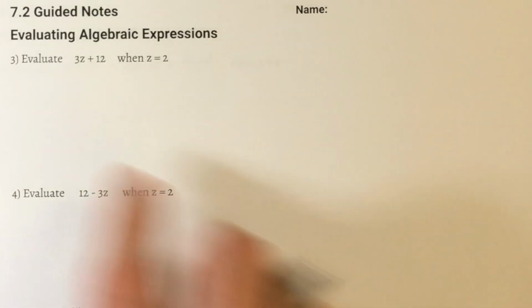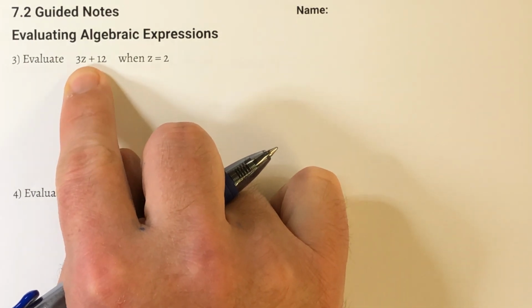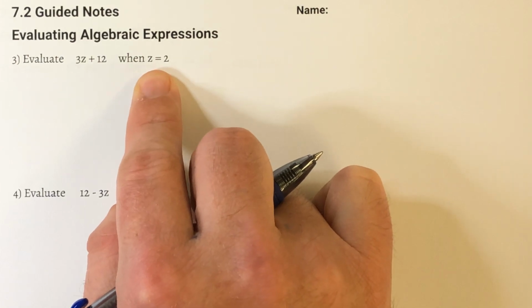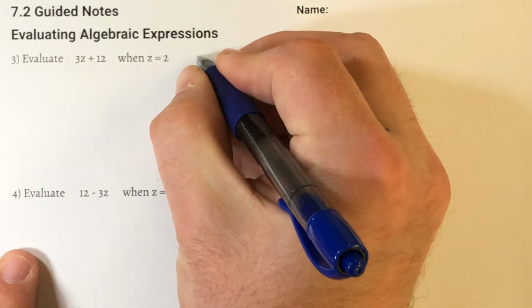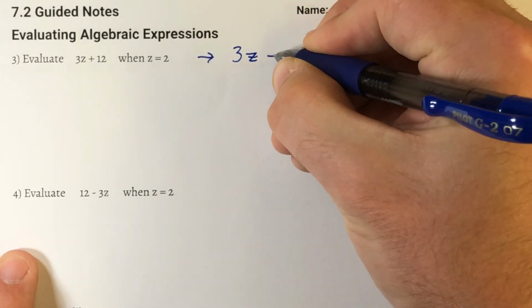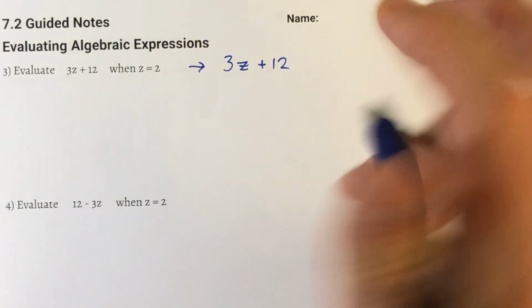Next problem. We're going to evaluate 3z, that's not 32, 3z plus 12 when z equals 2. So first step, write your problem. 3z, we're going to add 12. All right, now let's think about what this means right here before we continue.